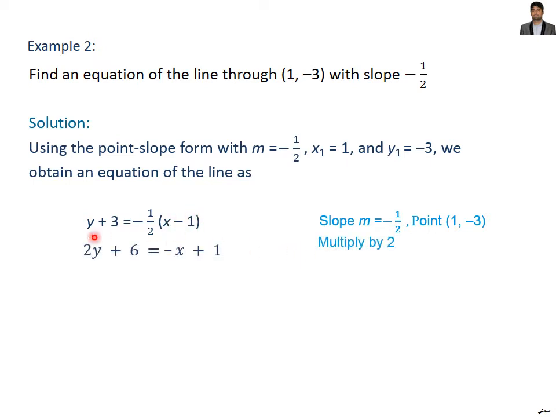Now multiply the whole equation by 2. 2 times y, 2 times 3, 6. Minus 1 times x, minus 1 times minus 1, plus 1. Now rearrange the equation. That means move x and 1 to the left side. 6 minus 1 will give us 5 and this is the equation of line in standard form.